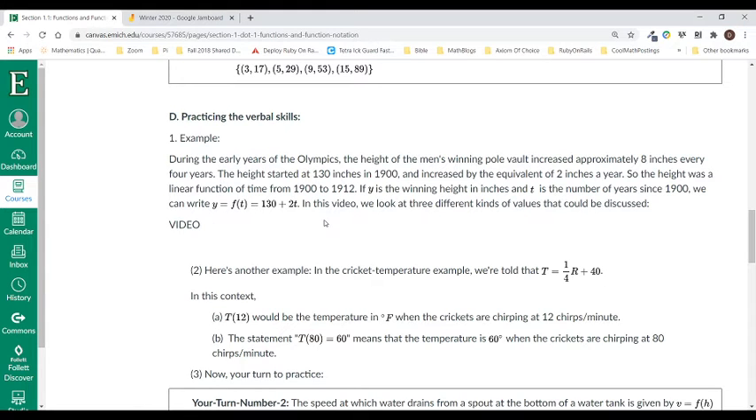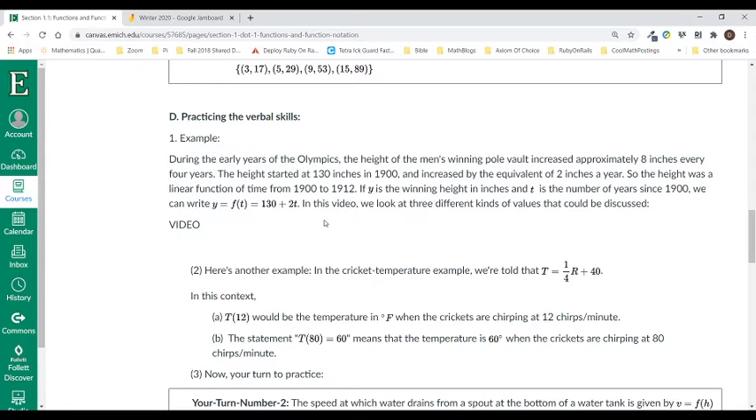What we'd like to do in this example is just practice interpreting function values in words. The example I'd like to look at is about the height of the men's winning pole vault. Specifically, the problem says, during the early years of the Olympics, the height of the men's winning pole vault increased approximately 8 inches every 4 years.